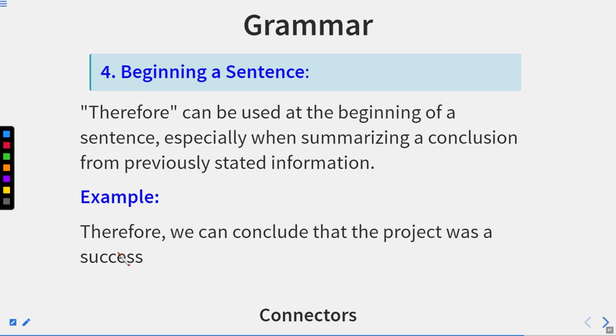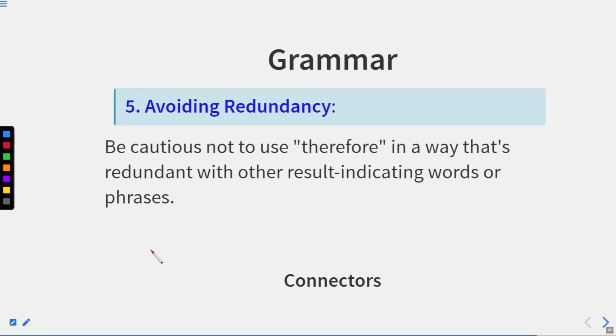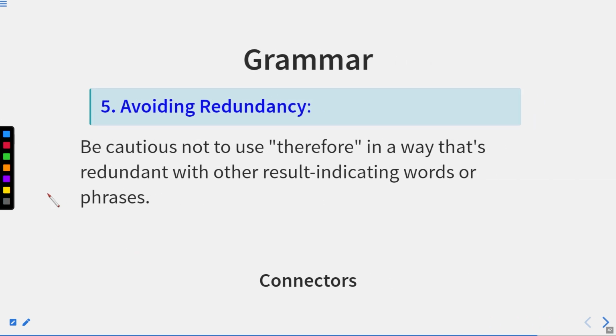Now, let us move to the next one. Beginning a sentence. Therefore can be used at the beginning of a sentence, especially when summarizing a conclusion from previously stated information. Therefore, we can conclude that the project was a success. So we can also begin the sentence with the word therefore. But it should be kept in mind that there must be something already stated before. Now be cautious not to use therefore in a way that is redundant with other result indicating words or phrases. It means we cannot use therefore and because together. We cannot use any other conjunction with the word therefore.